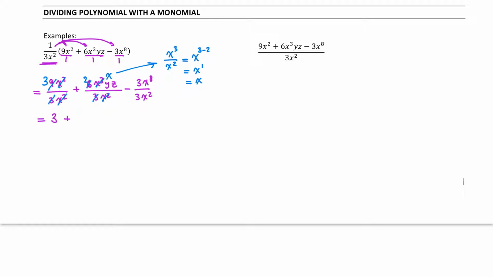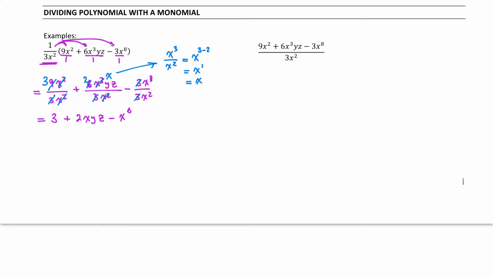And I am not dividing y or z by any other y and z, so I'm left with 2xyz for my second term. Lastly, for my last term, the 3 divided by 3 gives me 1, so I don't have to write anything there. x to the 8 divided by x squared, they have the same base, which is x, so I have to subtract their exponents, and 8 minus 2 gives me 6, so I'm left with x to the 6.